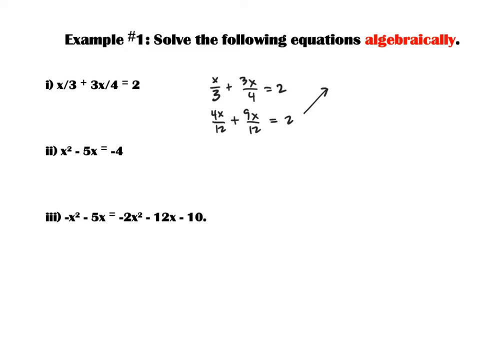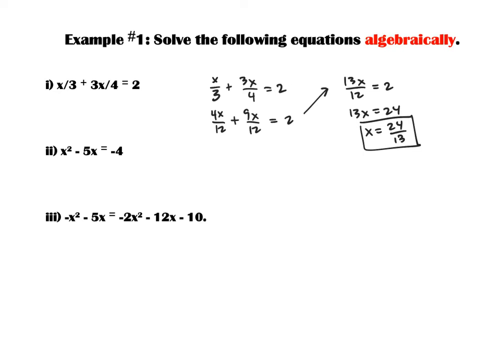So if I add these two together, I get 13x over 12 is equal to 2. Of course, I can solve a linear equation somewhat easily here. I'm going to multiply both sides by 12, so 13x equals 24, therefore x has to equal 24/13. So this should be the solution to that equation. Okay, let's go on to number 2.